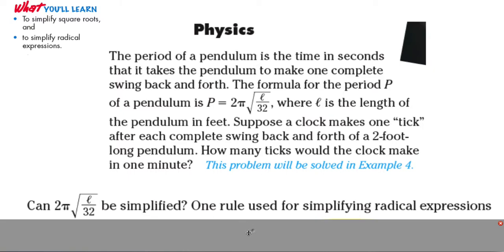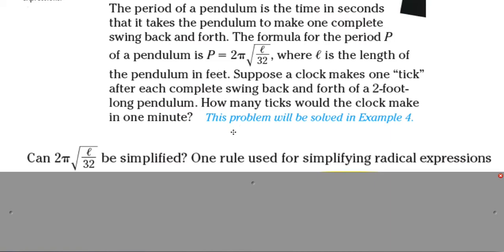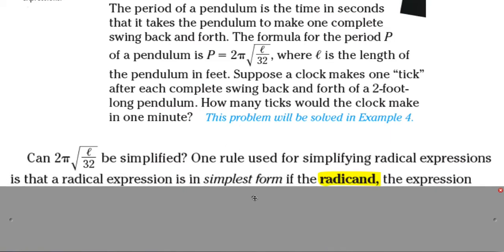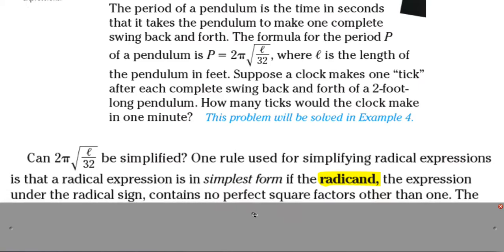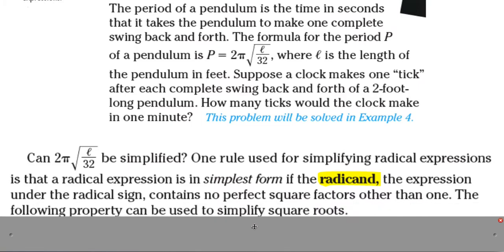So again, one rule used for simplifying radical expressions is that a radical expression is in simplest form if the radicand, the expression under the radical sign, does not contain any perfect square factors other than 1. So let's recap that. If you want to simplify radical expressions, a radical expression is in simplest form if the radicand, the expression under the radical sign, contains no perfect square factors other than 1.